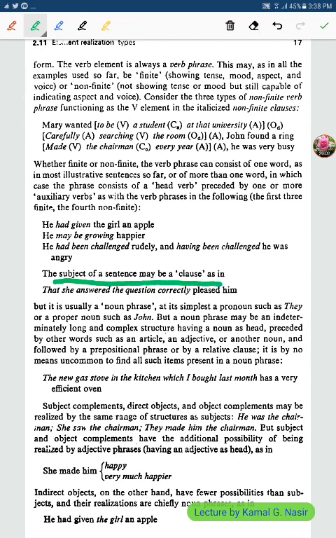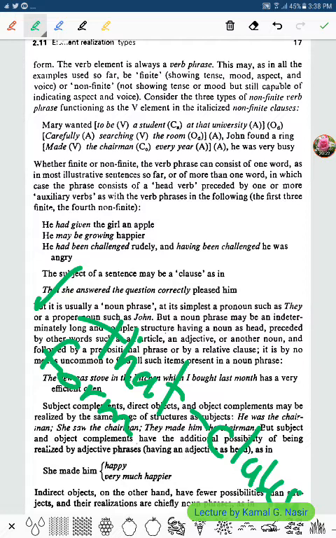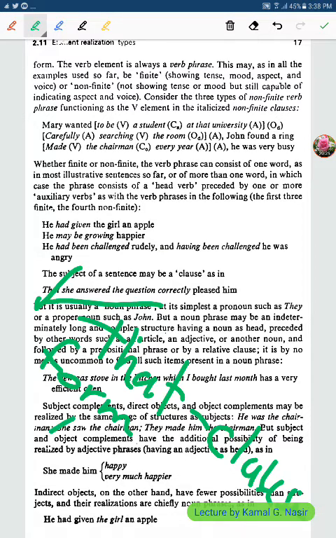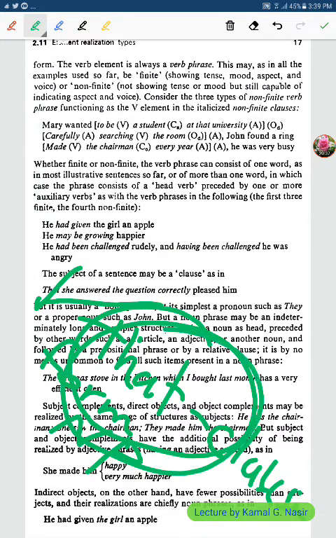Of a sentence may be a clause. Maybe a clause. What is the type of this clause? It is called that clause. This is what? This is the form of the clause. What is the function? The function is what? Is noun phrase. You see? It is a noun phrase, or the form also is a noun phrase. It is a clause and noun phrase.